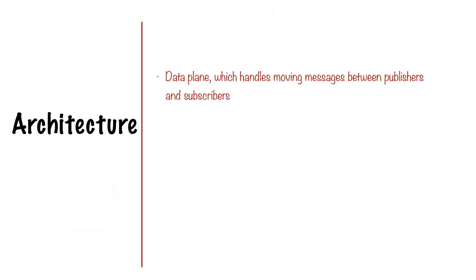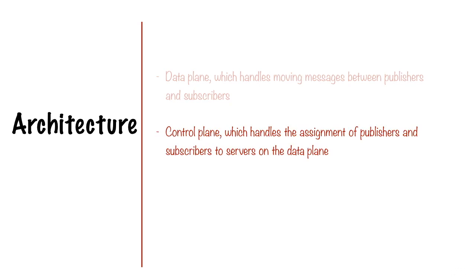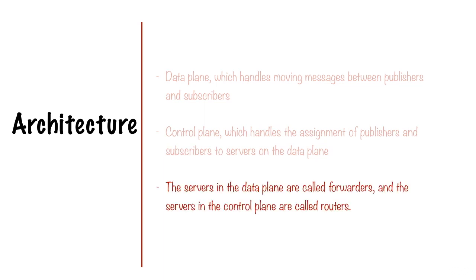This architecture revolves around a couple of planes. There is a data plane which involves moving messages between publishers and subscribers, and a control plane which involves the assignment of publishers and subscribers to different servers on the data plane. The servers in the data plane are called forwarders, and those in the control plane are called routers.